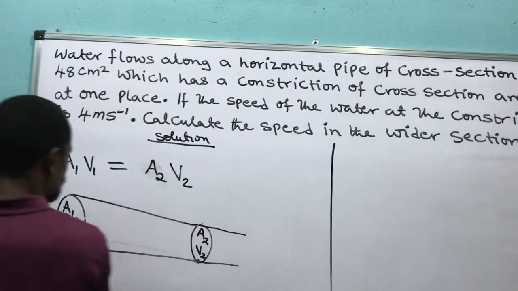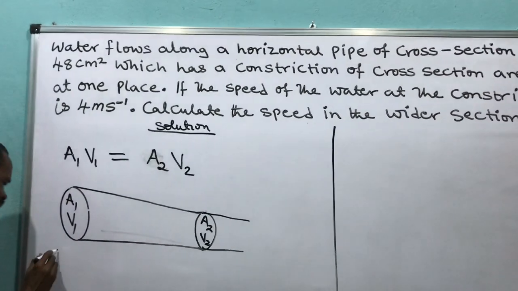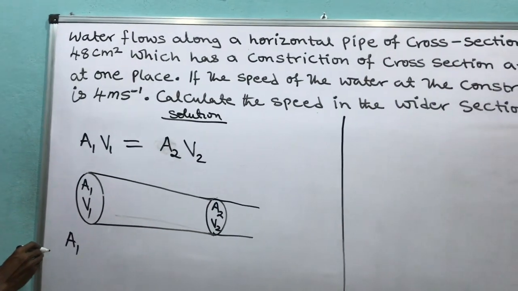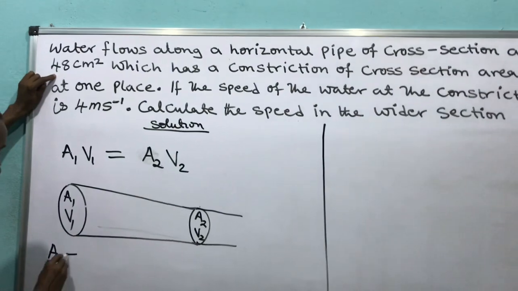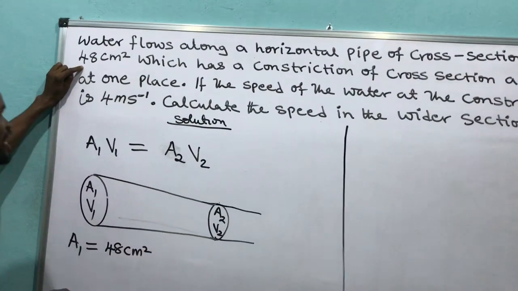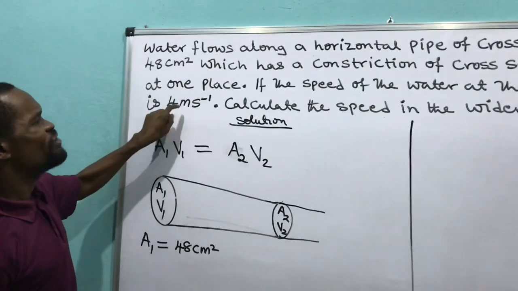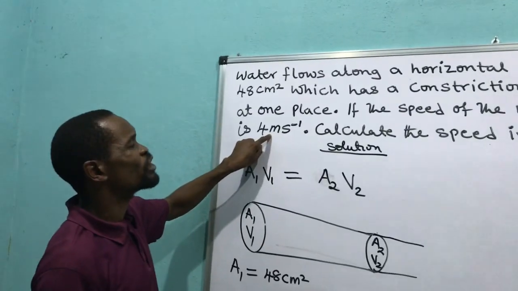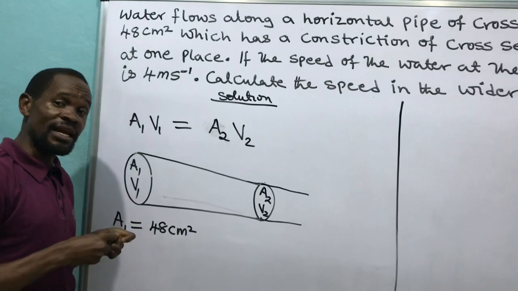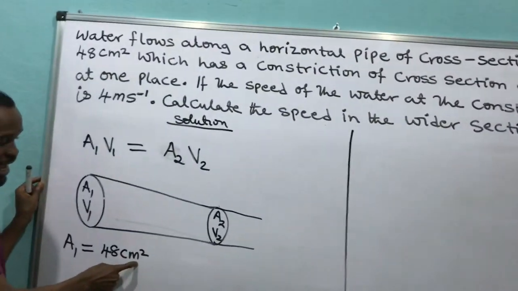Look at the wide section. Look at the constriction section. So now we have A1, which is the cross-sectional area at the wide place, which they said is equal to 48 cm squared. Looking at the velocity they give me, the velocity is in meters per second, while this is in cm squared. Are you getting what I'm saying? Velocity is meter per second, why is this in cm squared?